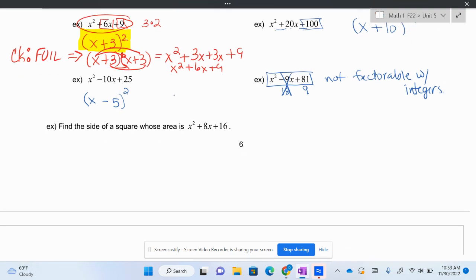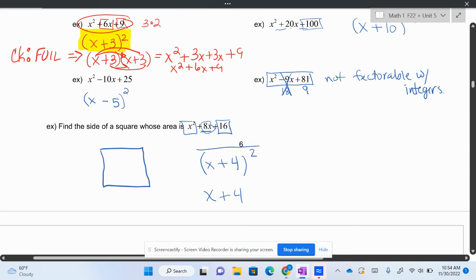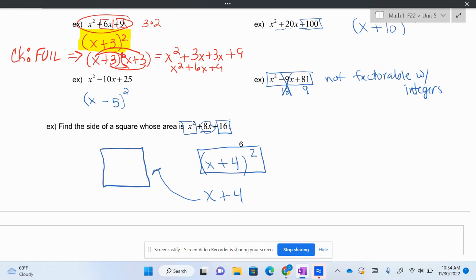The last one says find the side of a square. So remember, what do you know about squares? Their sides are the same. So this is going to be some measurement squared. Well, let's see. What is the square root of 16? That is 4. The square root of x squared is x. And because this is a positive number, I know it's going to be joined by a plus, and 4 times 2 is in fact 8. So this would work out. The side measurement of my square is x plus 4 because it's factored as x plus 4, the quantity squared. We just wanted to know the measure of one side, right?